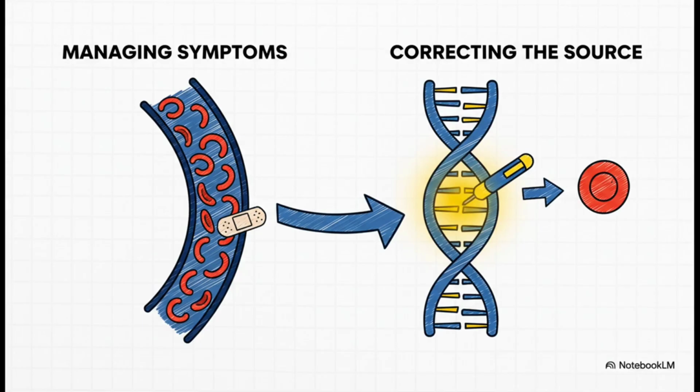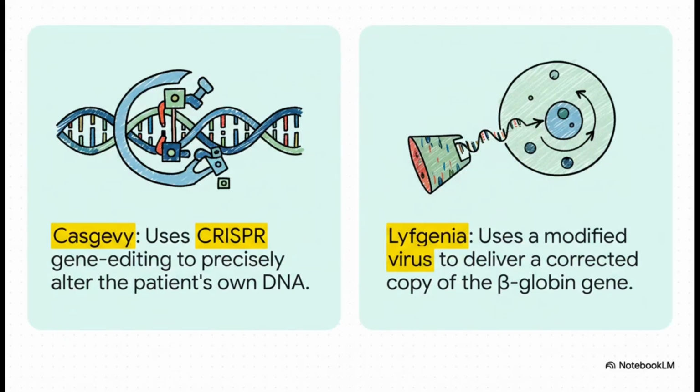But honestly, the most exciting developments are happening right now. For the very first time, we have therapies that don't just put a Band-Aid on the symptoms, they aim to go in and fix the root genetic problem itself. Just recently, 2 of these groundbreaking gene therapies got approved. You can think of them in 2 different ways.